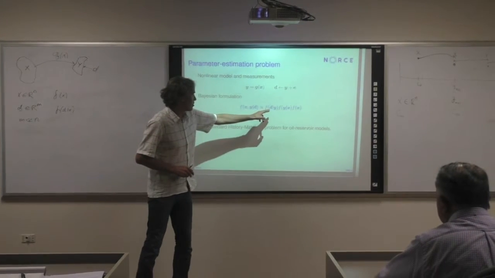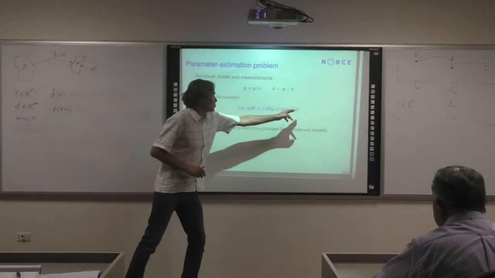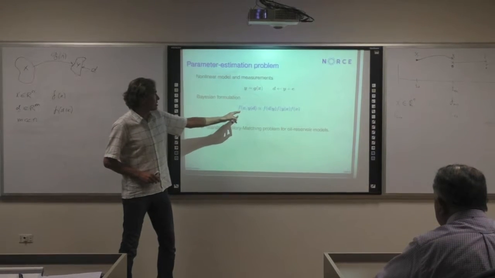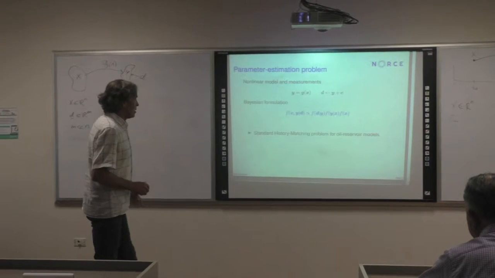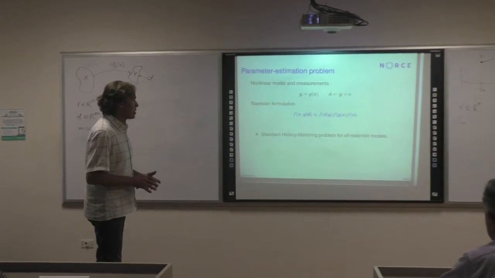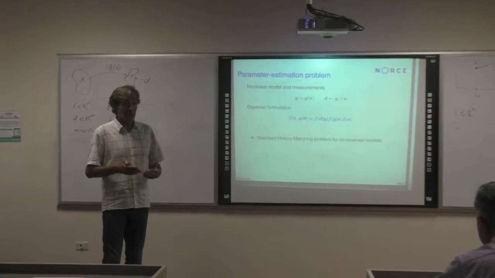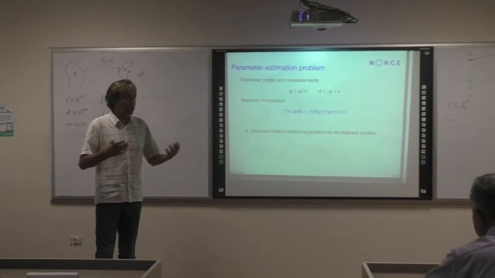And then I have the likelihood function. And if I multiply these together, I get the posterior density of x and y given the measurements. And this is the standard problem solved for example, in reservoir history matching, in updating reservoir models.